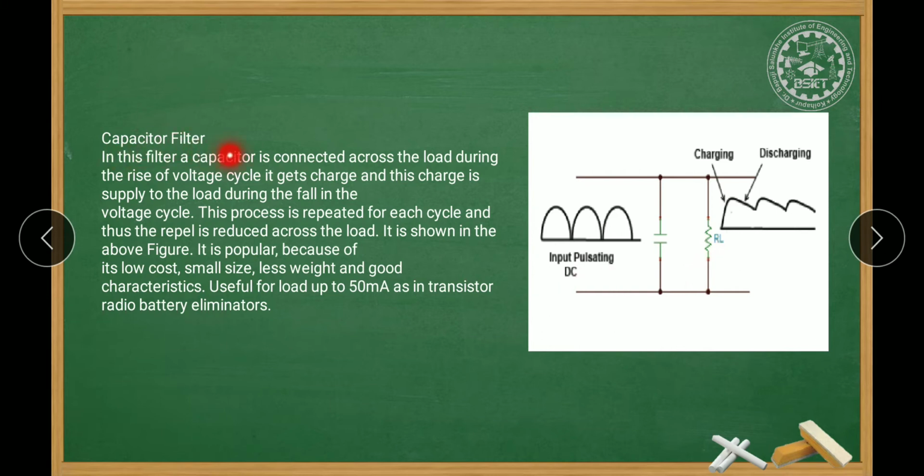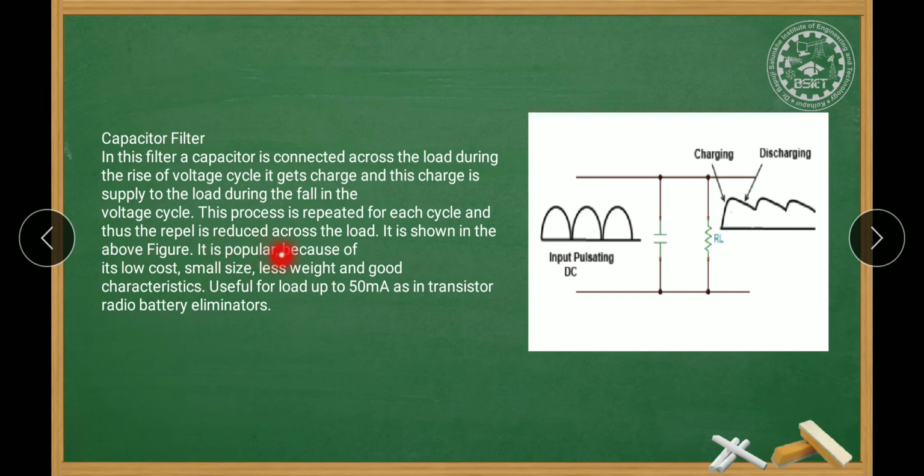In this filter, a capacitor is connected across the load. During the rise of the voltage cycle it gets charged, and this charge is supplied to the load during the fall in the voltage cycle. This process is repeated for each cycle and thus the ripples are reduced across the load. I'm sorry for this mistake. It is used in the above figure.